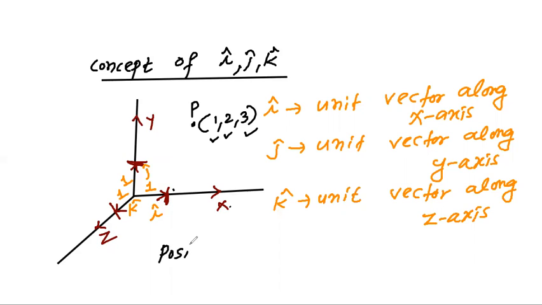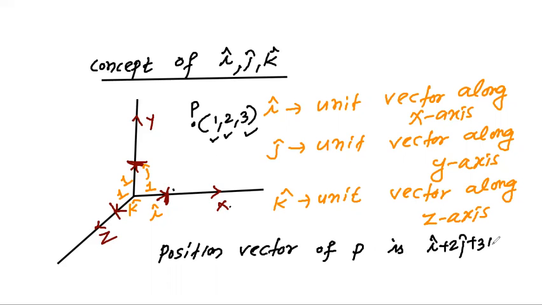Let me discuss a new word, position vector. It's very easy. If the position of P is 1 comma 2 comma 3, then the position vector of P is i plus 2j plus 3k. It's very simple. With the first coordinate you give i, with the second coordinate you give j, with the third coordinate you give k. So you get i plus 2j plus 3k.